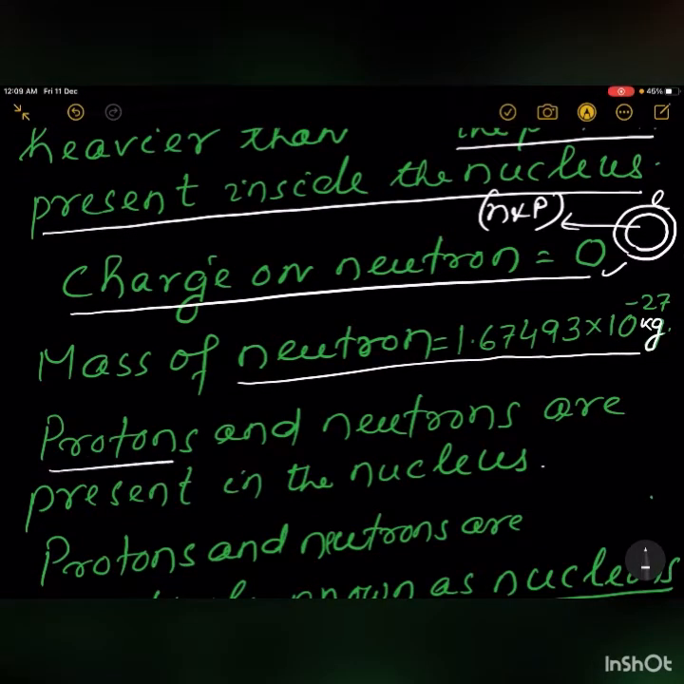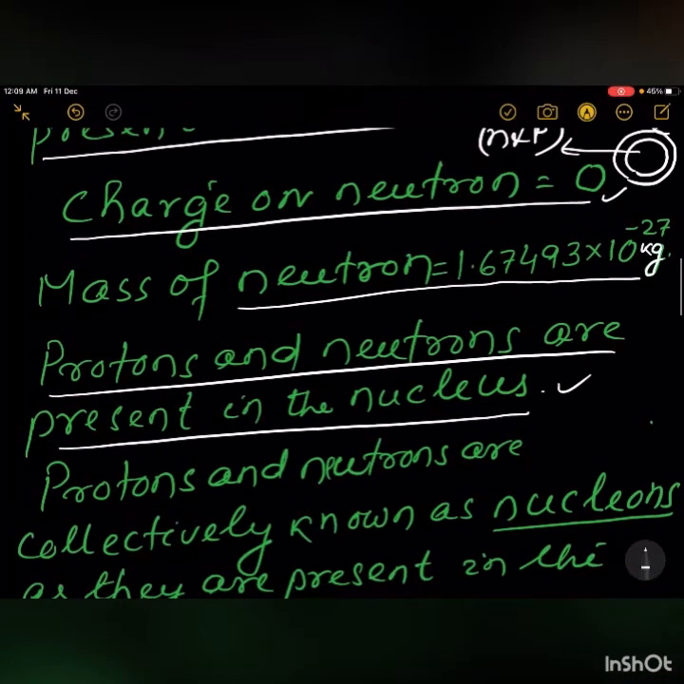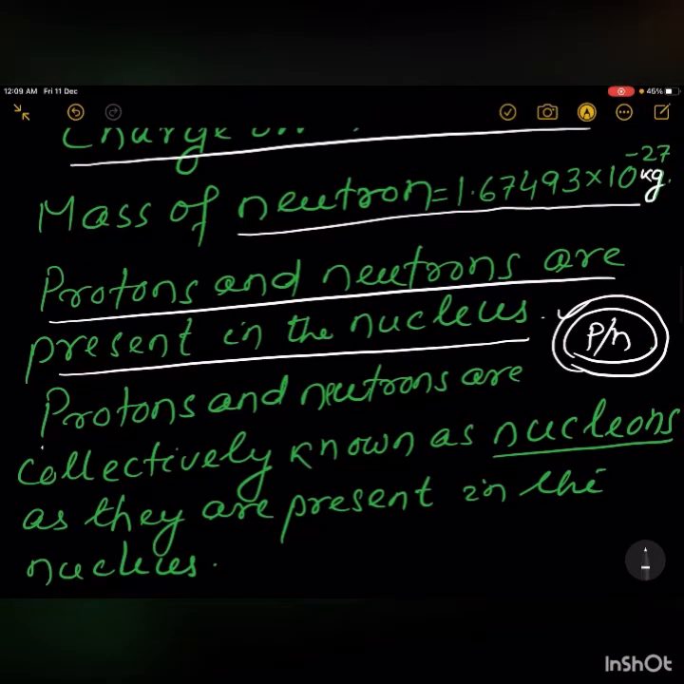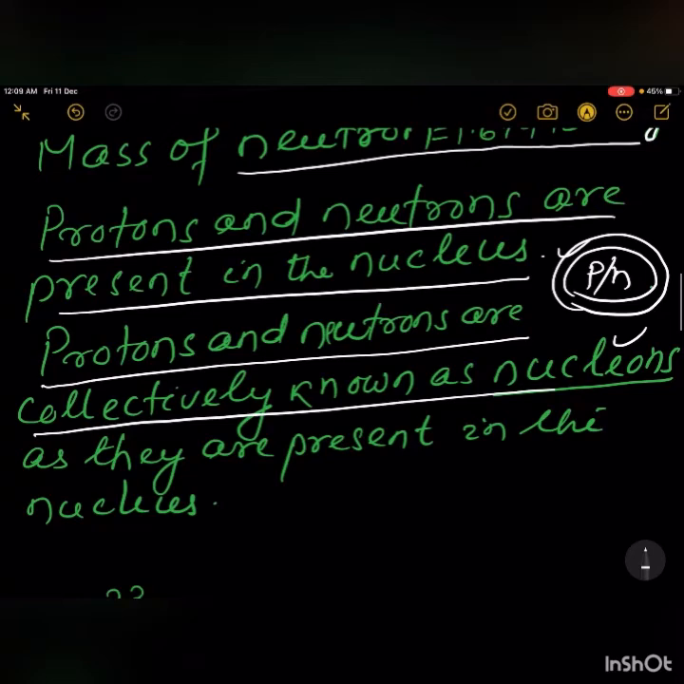Protons and neutrons are present in the nucleus. Inside the nucleus you will find protons and neutrons. Protons and neutrons are collectively known as nucleons, as they are present inside the nucleus.